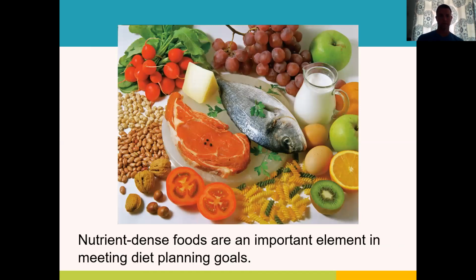All right. Here's more nutrient-dense foods. Again, red meat is a nutrient-dense food. A lot of vitamins in there. Fish, beans, pasta. You got tomatoes, kiwi. All kinds of different stuff on there, right? And all those things have their place in your diet. And it's good to have a good mixture.